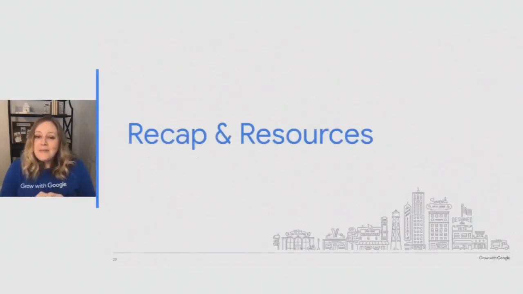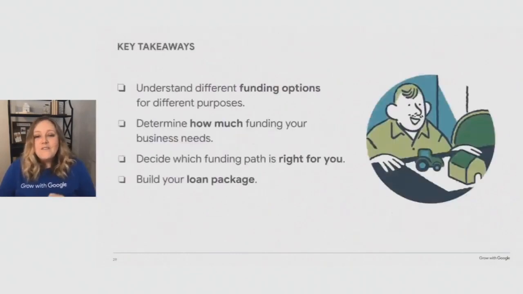Let's do a quick recap of the workshop and talk about your next steps. First, understand there are different options for funding your business. Today, we talked about microloans and traditional business loans. In part 2, we're going to be talking about investors. Then you want to determine how much money your business actually needs. You want to be really clear about this because you don't want to be spending interest on a loan that you actually don't need. You want to make sure it gives you exactly what you need and you're going to have no problem paying it back.